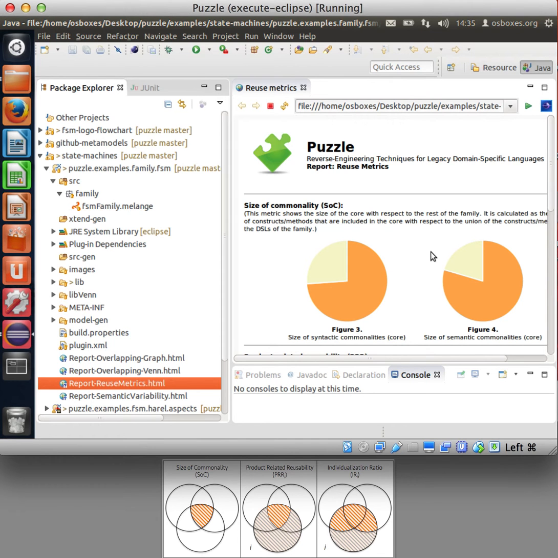The first metric, called size of commonality, is intended to detect the language constructs shared by all DSLs under study, as presented in the first square of the figure at the bottom of the screen. Those language constructs can be considered as a core language contained by all the DSLs under study. In the case of the state machine DSLs, the core, containing 17 constructs, contains all those language constructs that are common in all the state machine formalisms, for example, states, transitions, events, and so on.